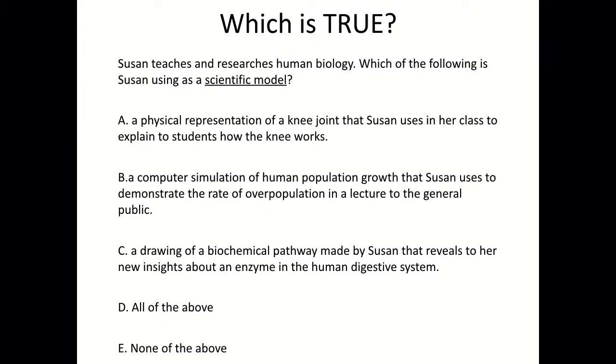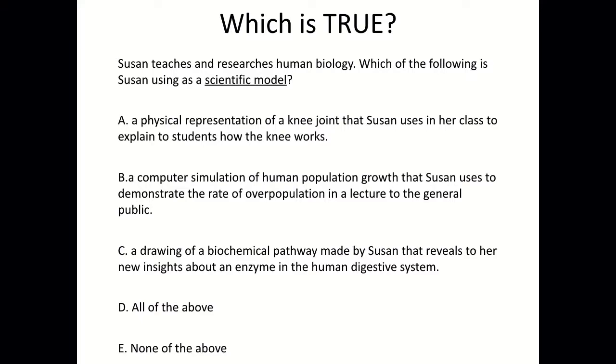So let's start with a question that motivates the discussion we'll be having. Which of the following statements is true? Susan teaches and researches human biology. Which of the following is Susan using as a scientific model? This question basically asks you whether you know what a model is.